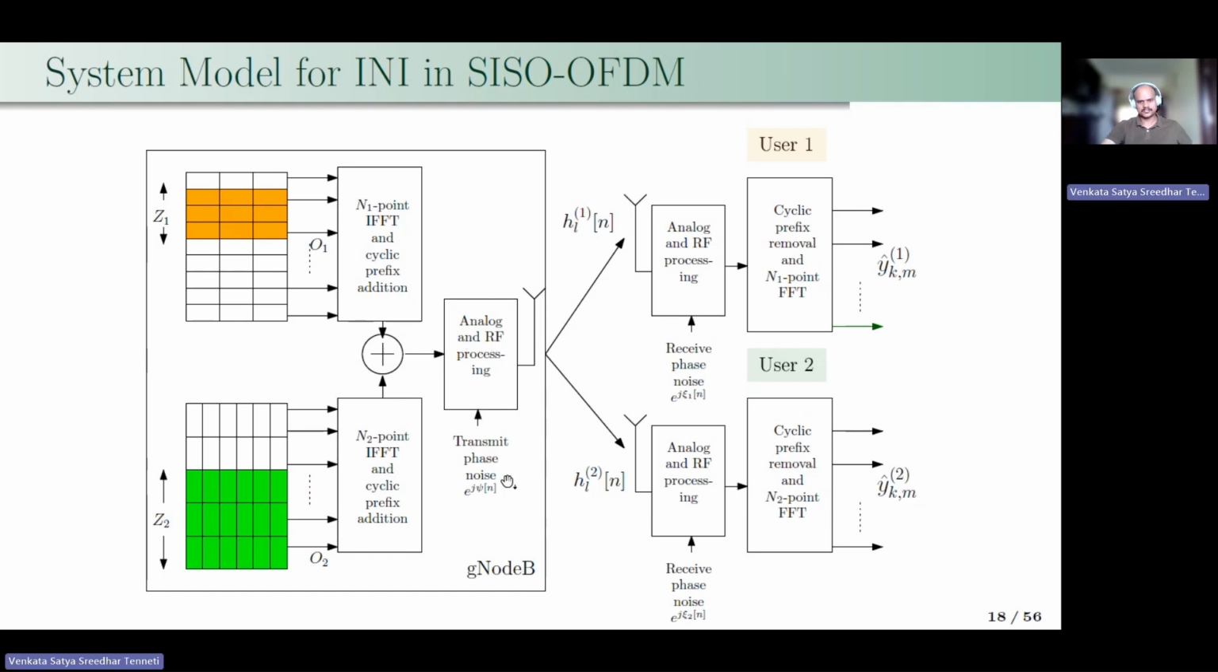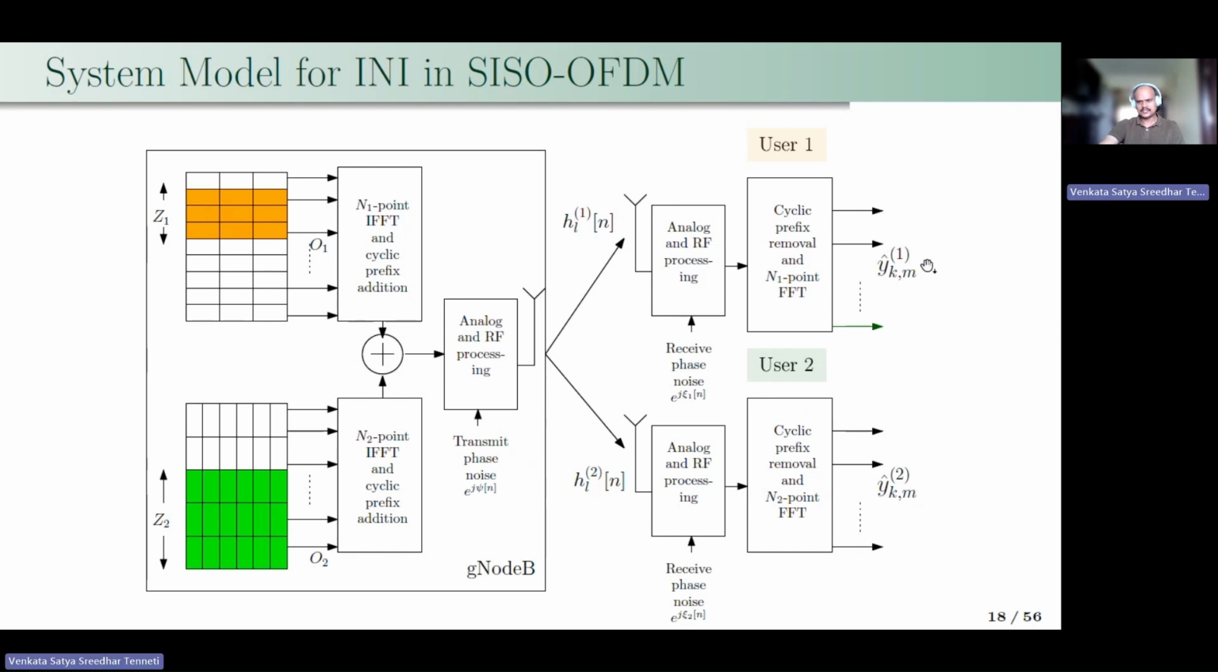which induce transmit response. The signal transmitted by the base station is received at both the users via their respective wireless channels. The RF subsystems at each user induce phase noise, and at the baseband, the respective cyclic prefix is removed and FFT is computed. So the output of the FFT at each user will give the estimate of the transmitted information symbols. These estimates contain the desired signal component as well as INI and ICI components, in addition to AWGN noise.